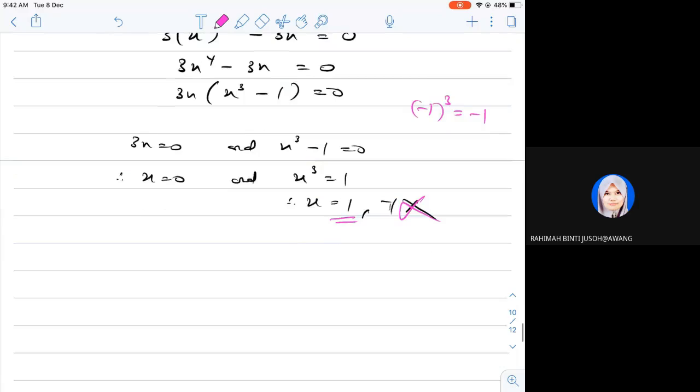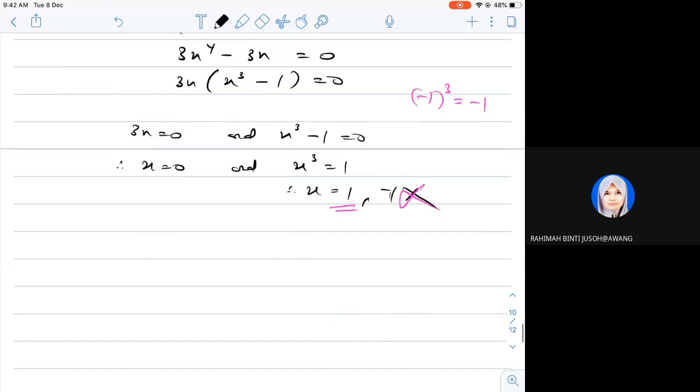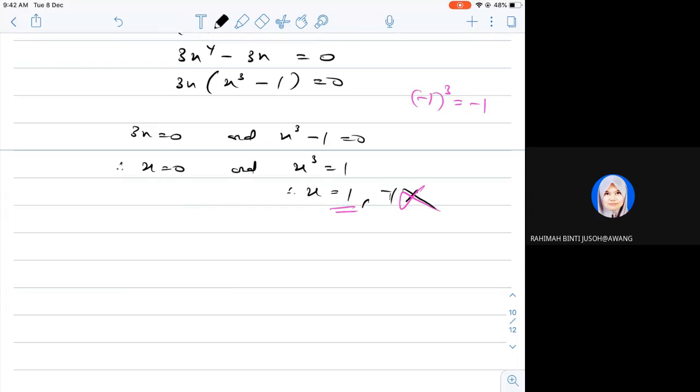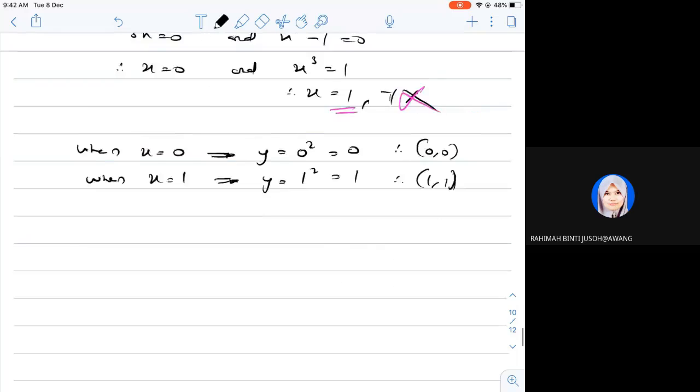All right, so let us substitute the value, since y equals x squared. When x equals 0, y equals 0 squared, so we have 0. So the coordinate is (0, 0). And then when x equals 1, we have y equals 1 squared, so we have 1. Therefore (1, 1). So we have two critical points here, guys.